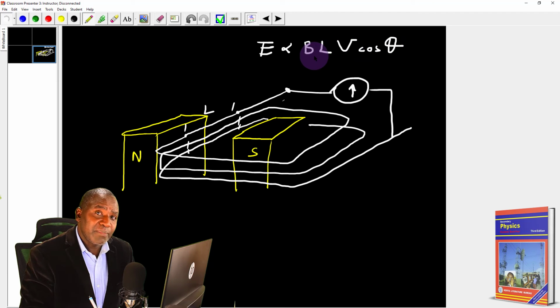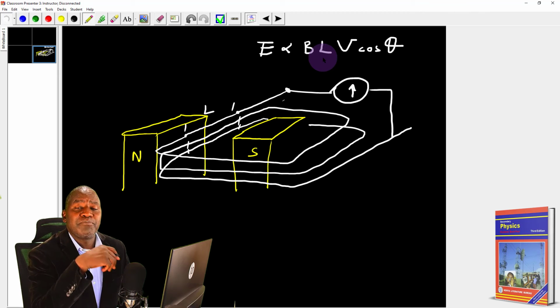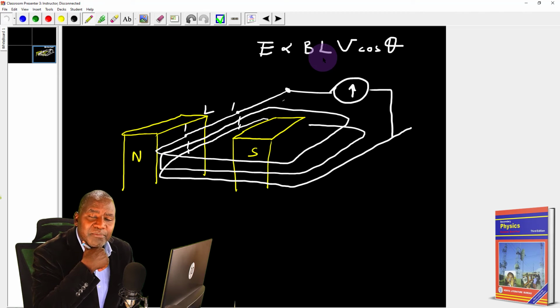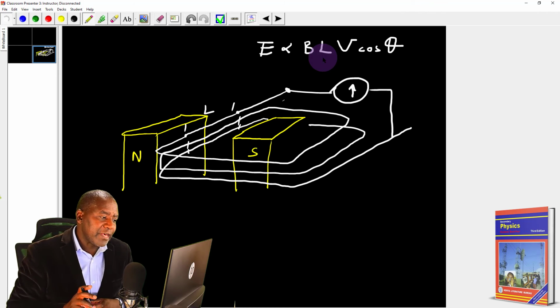B is the strength of the magnetic field. L is the length of the conductor within the magnetic field. V is the speed of the conductor. And theta is the angle at which the conductor cuts the magnetic field. There you have it, the 4 factors. BLV cos theta. Just remember that. So those are the factors which affect the magnitude of the induced EMF.